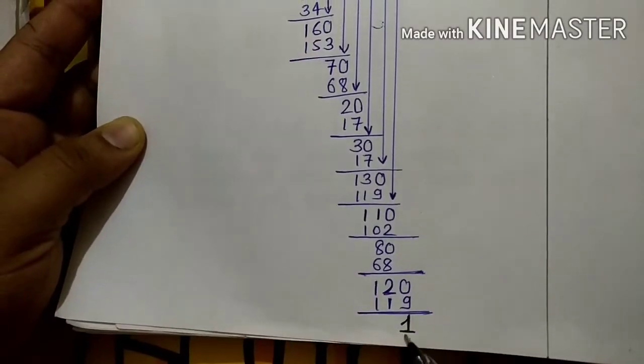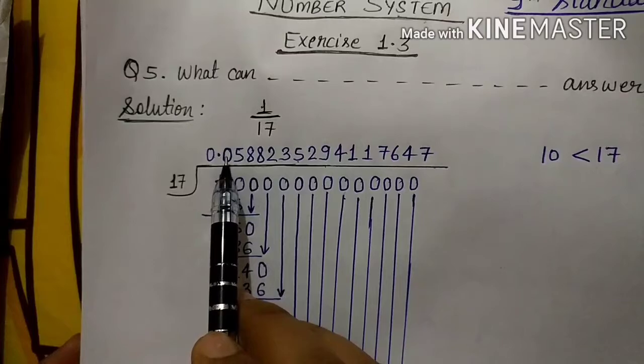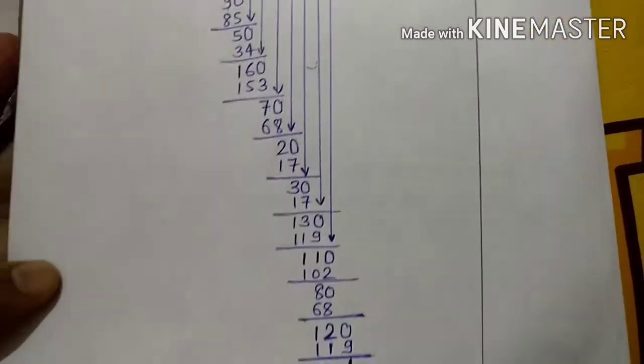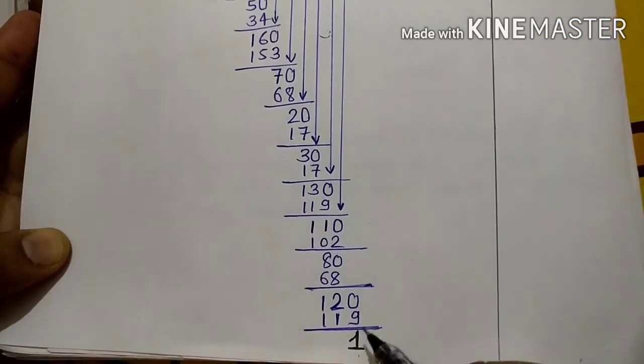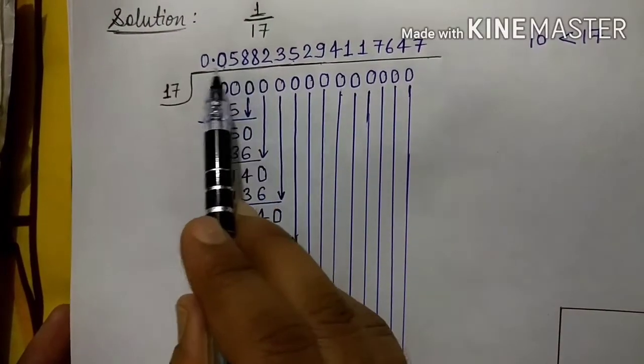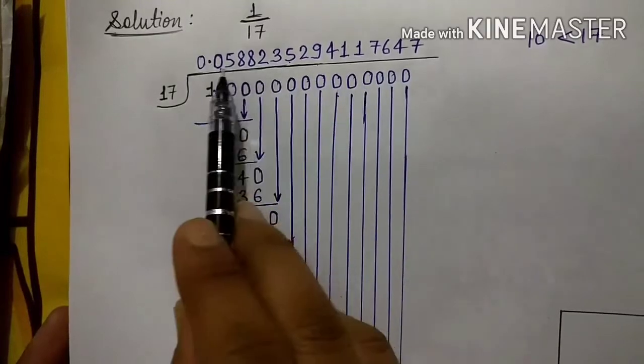See, 1 came as a remainder. Now if you divide it again by 17, what will we do? Again we will repeat the same process. Again we will use 0 only. We will add a 0 here. The point is already there. First we add a 0, but 10 is not divisible by 17. So again we will use another 0. Then again 5 will come, and then all the digits will repeat. Okay, so they always repeat.